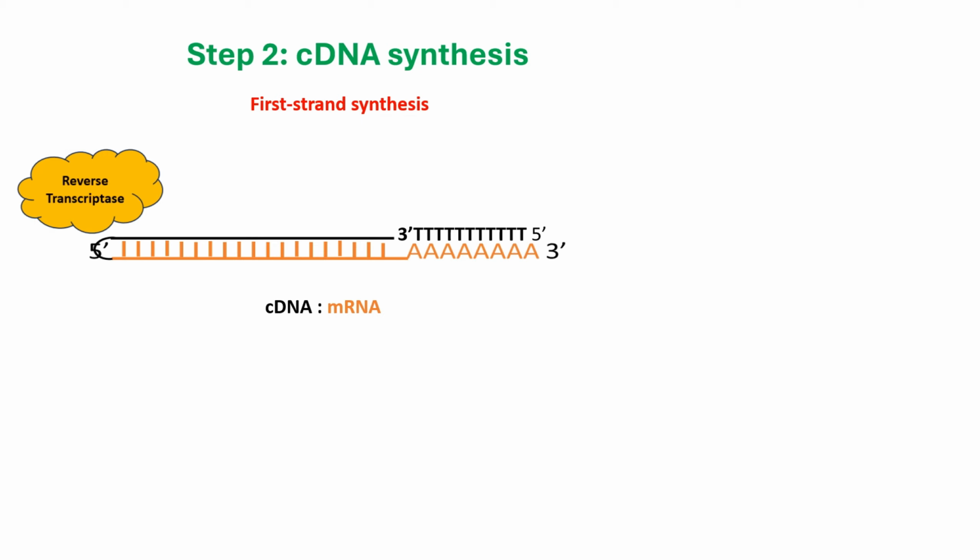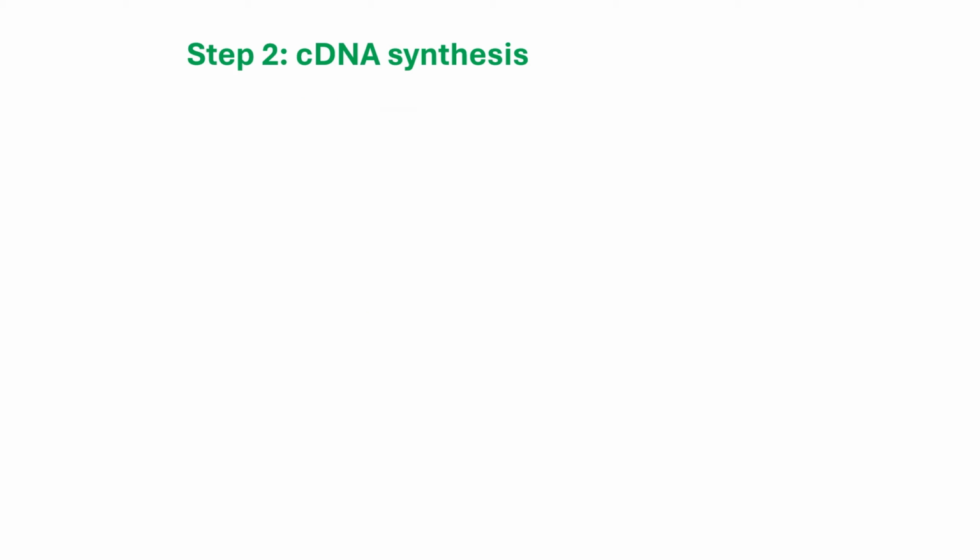And after obtaining this hybrid, this is not what we are aiming at obtaining. We want to get a double-stranded cDNA. So we have to degrade the mRNA portion, leaving the cDNA. And that is where the second strand synthesis starts from.